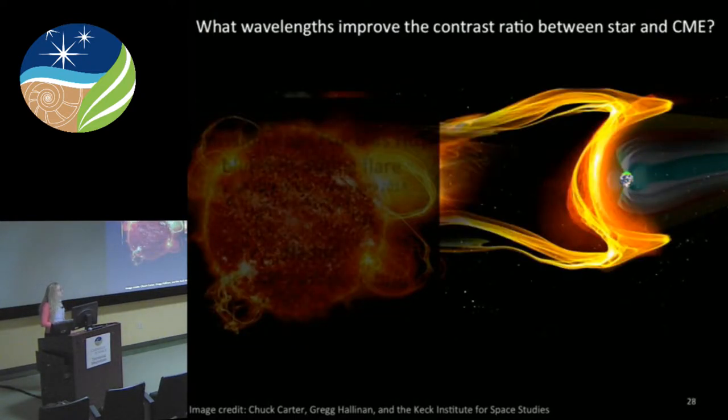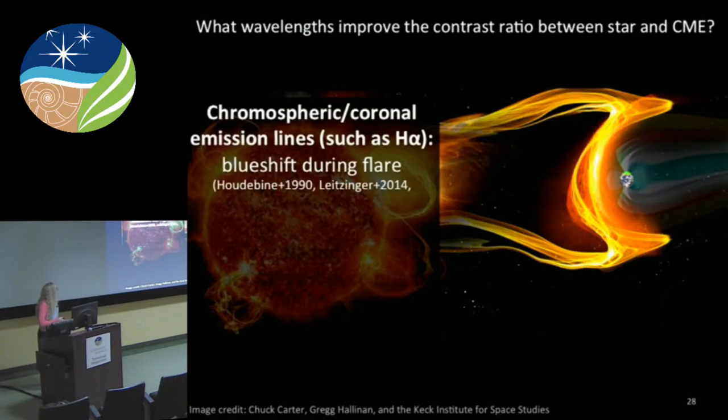So we want to find wavelengths that improve the contrast ratio between the star and the CME. We want the CME to be brighter than the star or the planet. Now, where can we do that? One thing we can look at is chromospheric or coronal emission lines. Look for the material in the outer atmosphere of the star that's going to move outwards. And we look for a blue shift, something moving towards us. And if it's going pretty fast, faster than the escape velocity, we say that could very well be a CME.